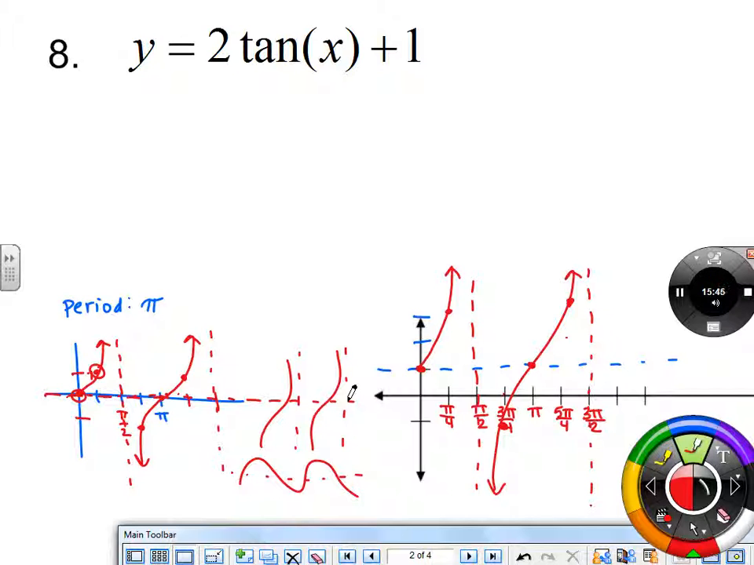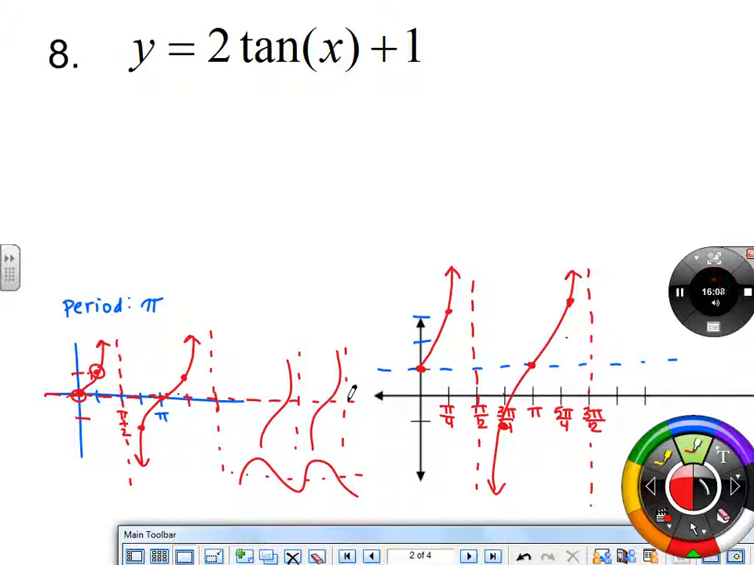So the only reason I marked this here is the +1, so that I could easily go from this to this using these points as these points right here. Is that okay? Yeah. Okay, so that's my own notation that I put there. It's not anything indicating an asymptote. Okay? Any other questions about this one?